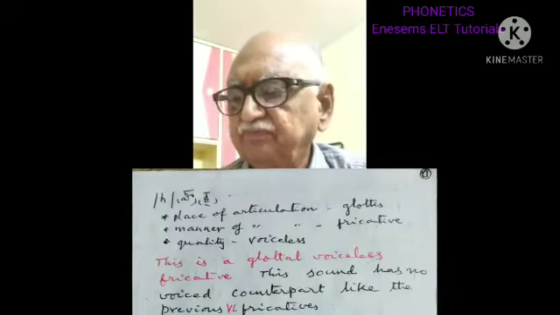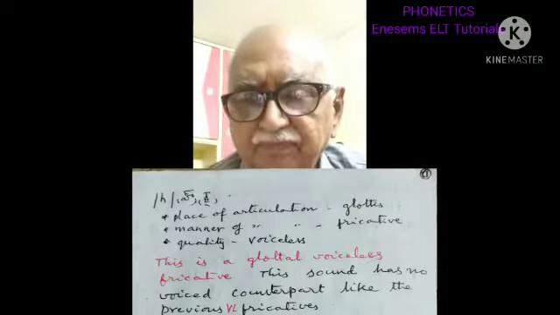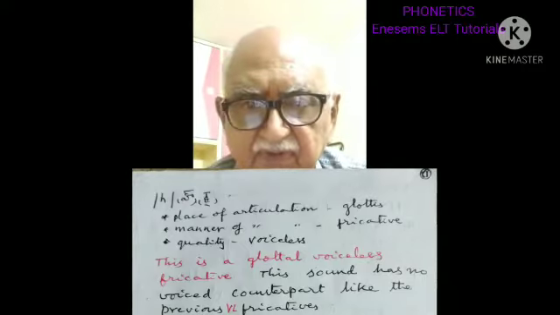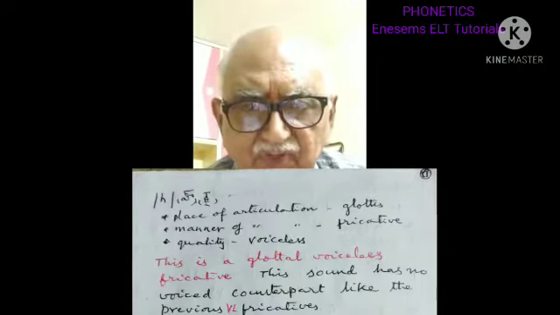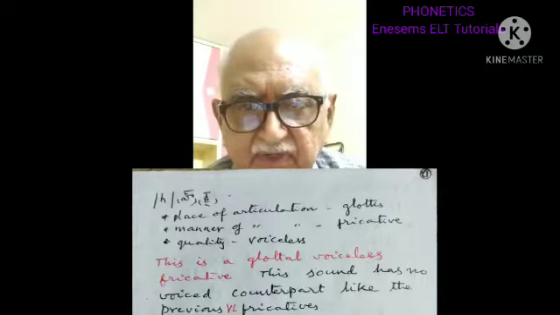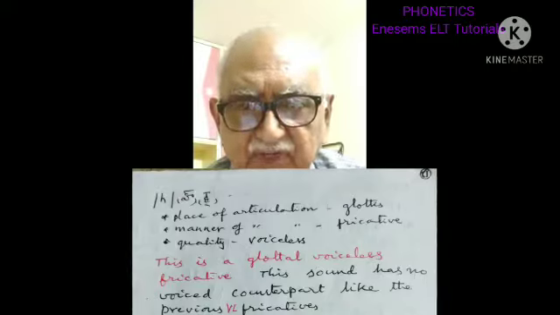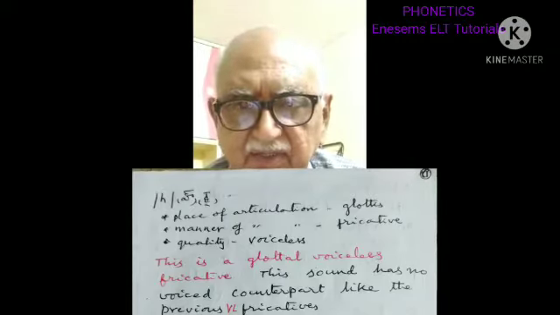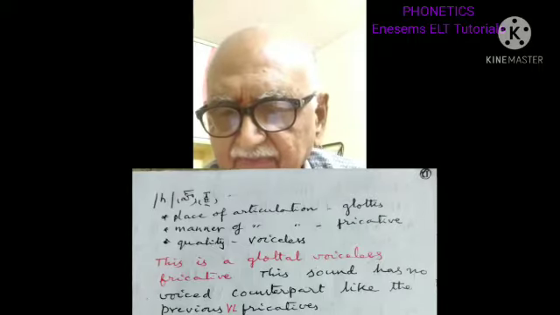Next, ha. This is the fricative sound which has no voiced counterpart. The other fricatives, 8 fricatives, that is 4 pairs, have voiceless and voiced pairs. So they have voiceless and voiced sounds. But here this ha is a lone fricative without voiced counterpart.